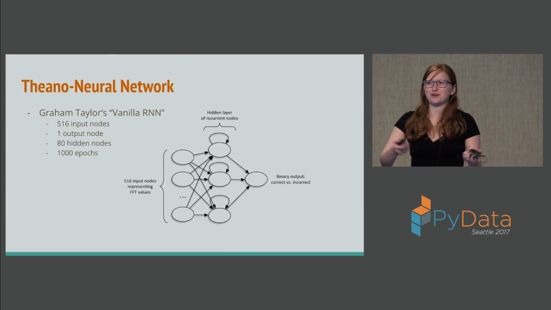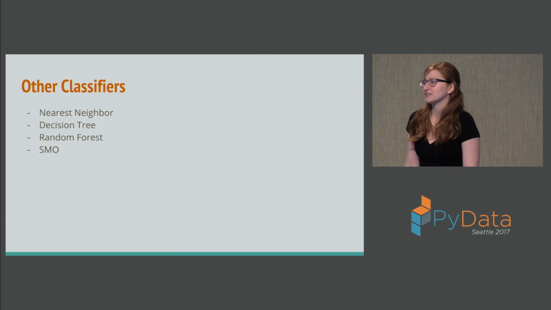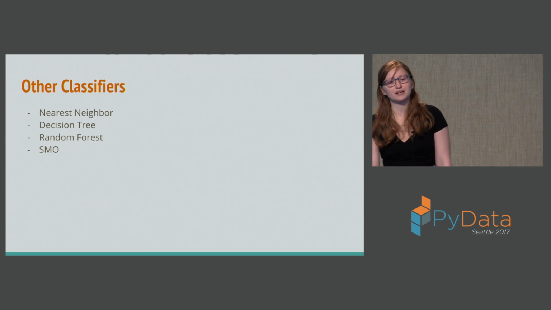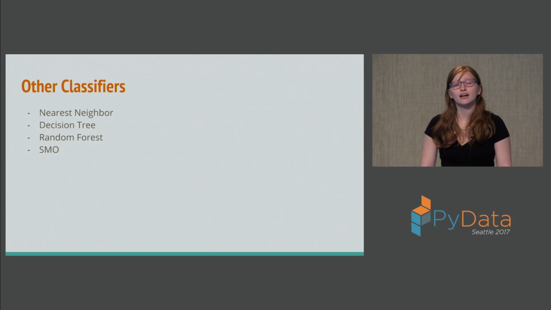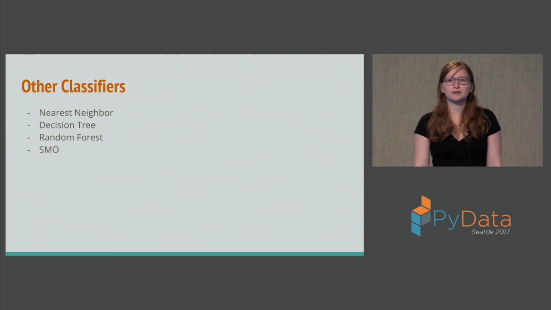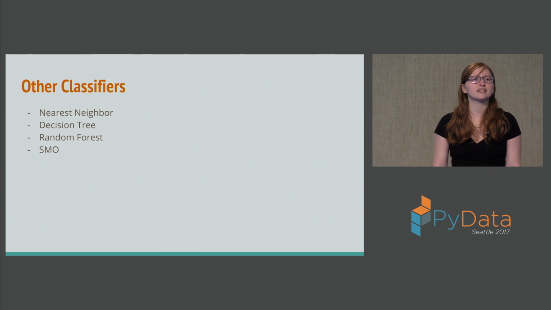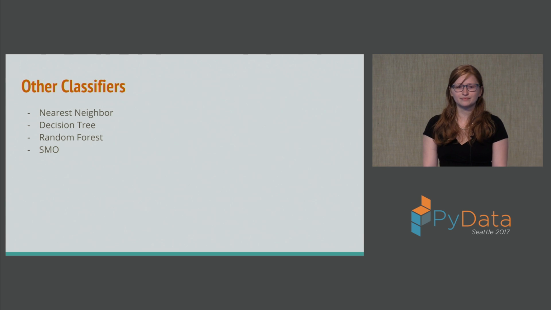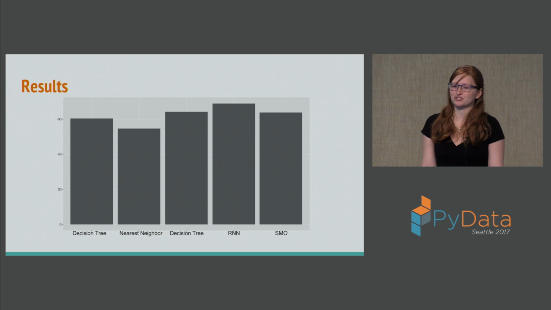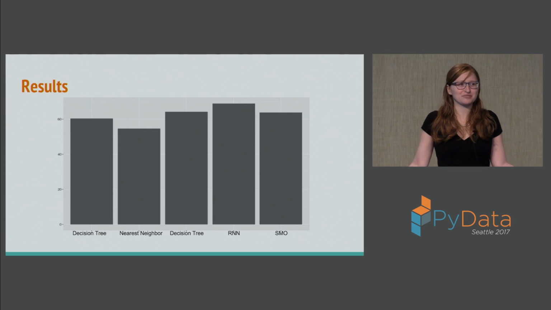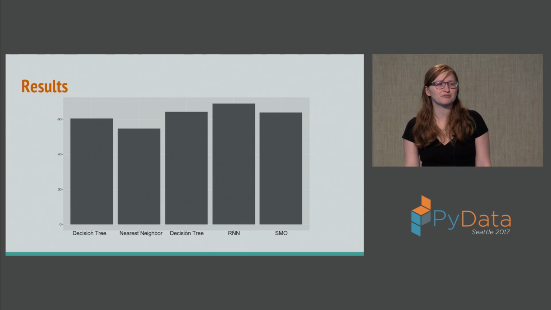But you can't just throw out a neural network and say, look how awesome this is. I did it on other classifiers too. So I used Weka when I used these classifiers, but you can also use them in scikit-learn. I just personally at the time had a lot of experience with Weka. So I did it on nearest neighbor, decision tree, random forest, and sequential minimal optimization. And that left me with my RNN barely outperforming decision tree and SMO. Not the greatest results. And this is kind of where I originally stopped doing some of my research.